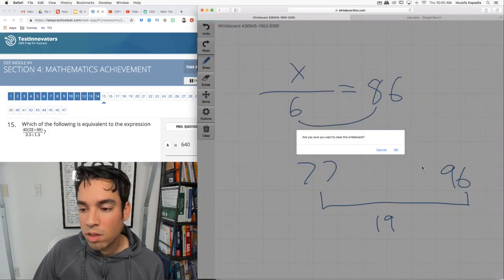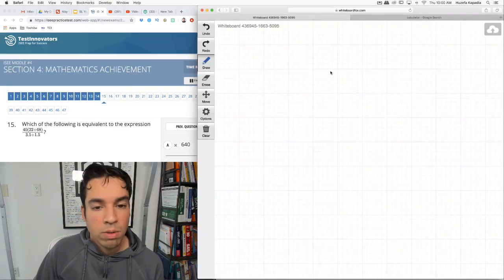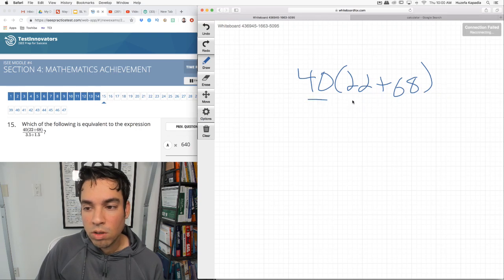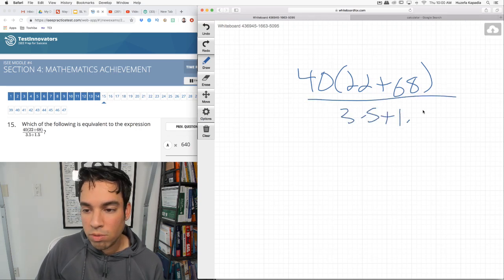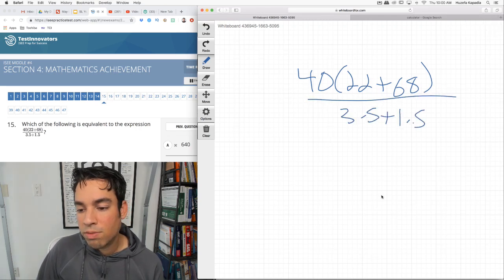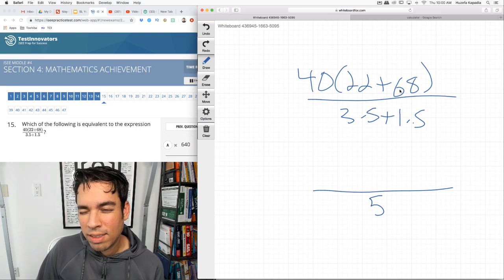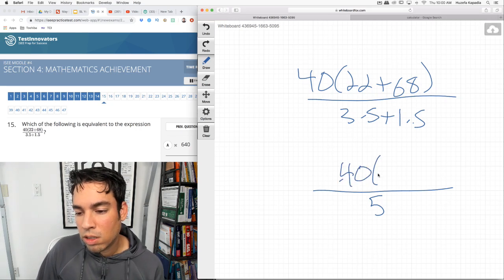Next. Okay, we got a little order of operations. Here we go. 40 times 22 plus 68, over 3.5 plus 1.5. The bottom is 5. These are almost like as if they're in parentheses. I can do this and this separately. 22 plus 68 is 90. Okay, so we got 40 times 90.